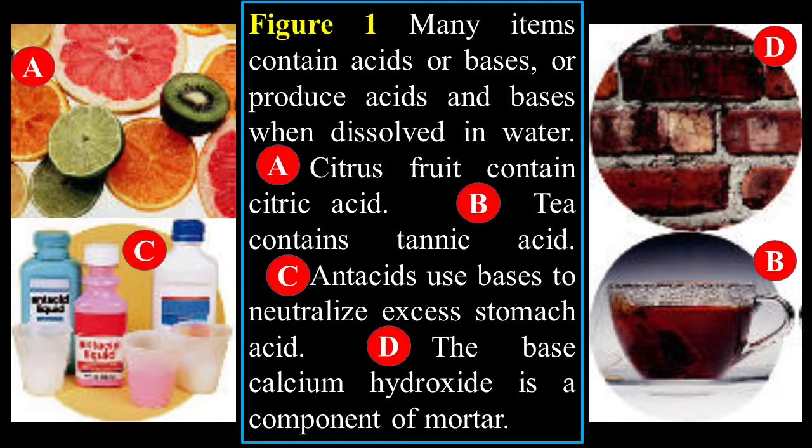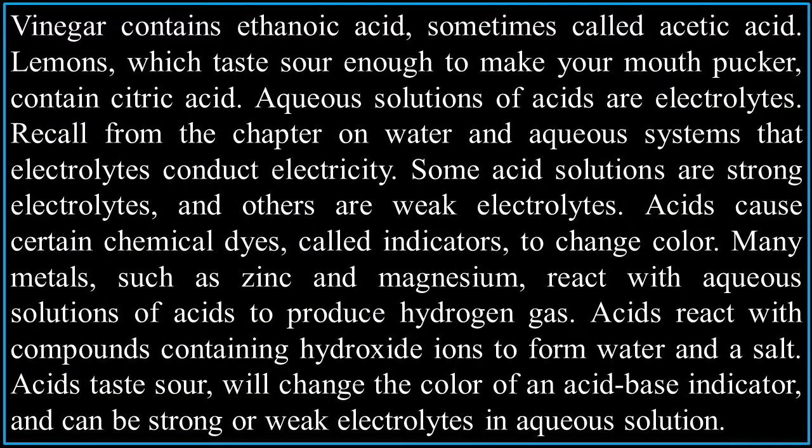In Figure 1, many items contain acids or bases or produce acids and bases when dissolved in water. Citrus fruits contain citric acid. Tea contains tannic acid. Antacids are used to neutralize excess stomach acid. And D, the base calcium hydroxide, or quicklime, is a component of mortar.